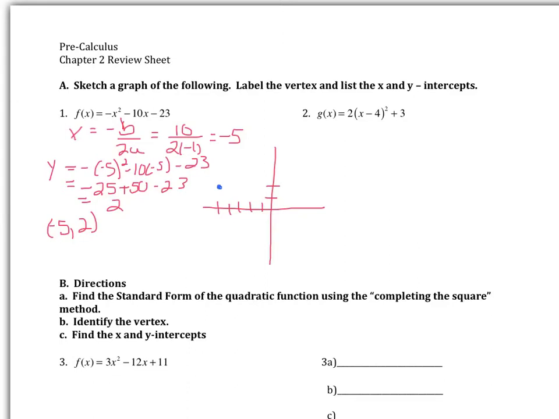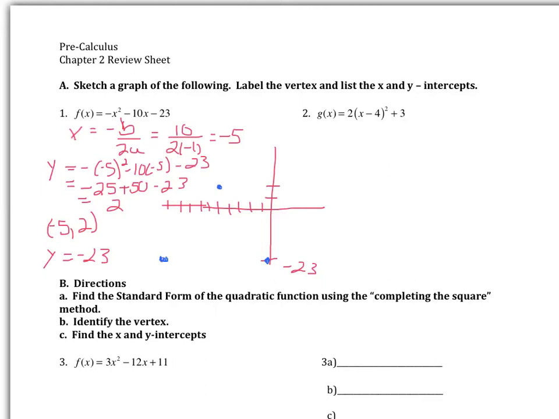Next, we want to find the y-intercept, and we do that by plugging 0 in, and that will give us -23. So I don't have a ton of space, so I'm going to put a -23 down here. And then I want to reflect that, so I'm going to go 5 away, and then put another point at -10, -23.